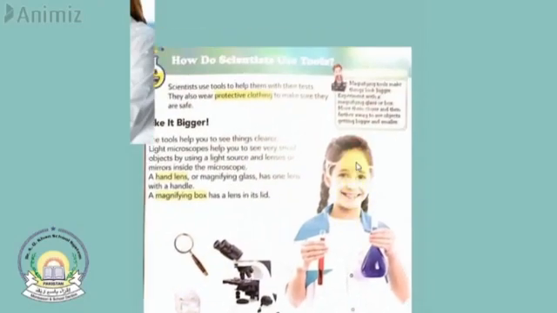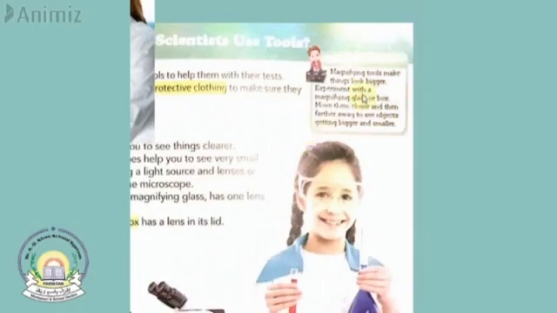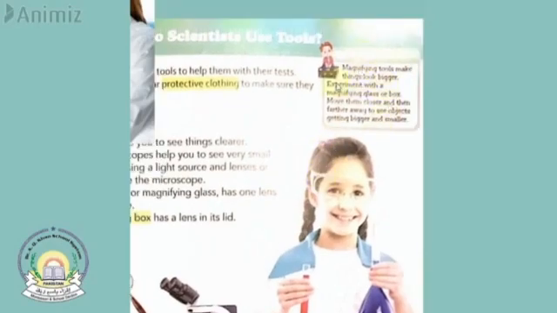So if you look over here, magnifying tools make things look bigger. Experiment with a magnifying glass or box. Move them closer, and then farther away to see objects getting bigger and smaller. So when we are in the school, we are going to see how different magnifying tools make things smaller or bigger when we do this activity. But if you have any magnifying tool at your home, you can perform this activity at your home as well.